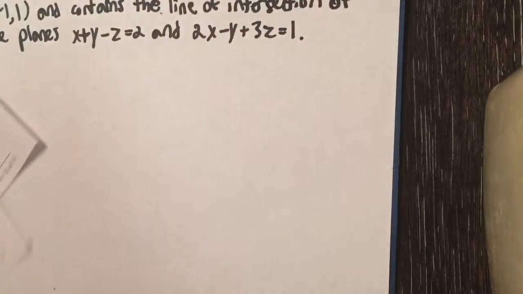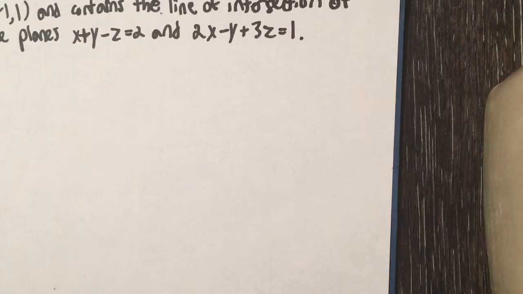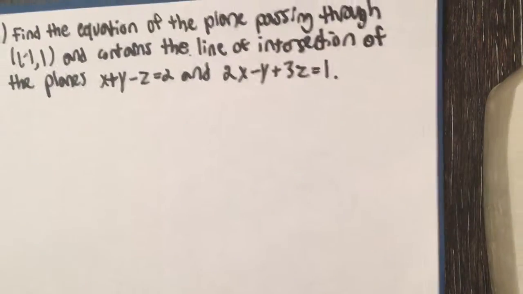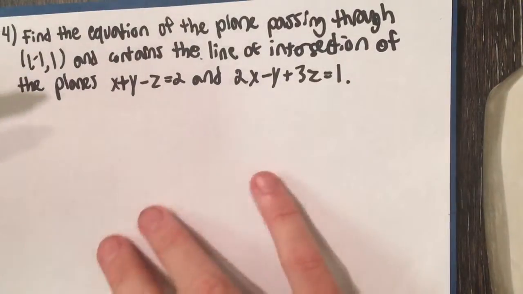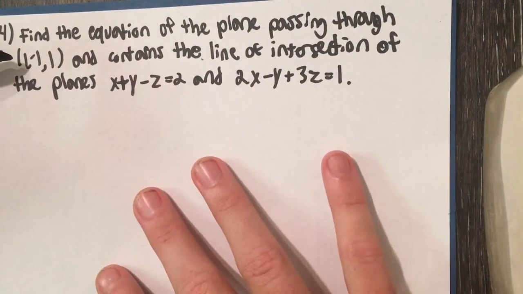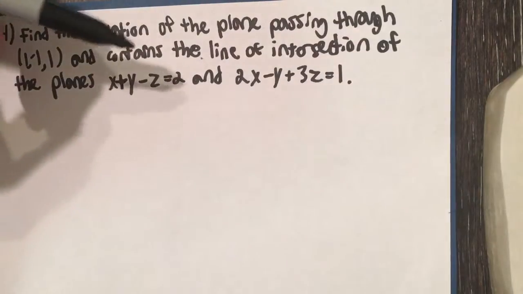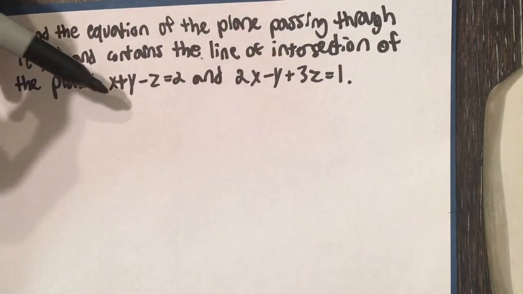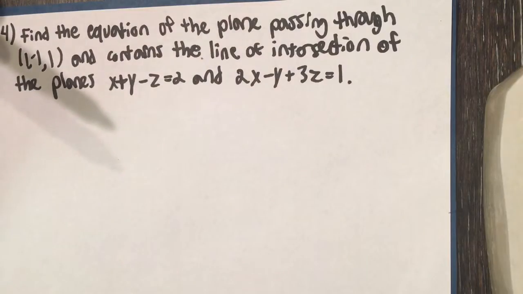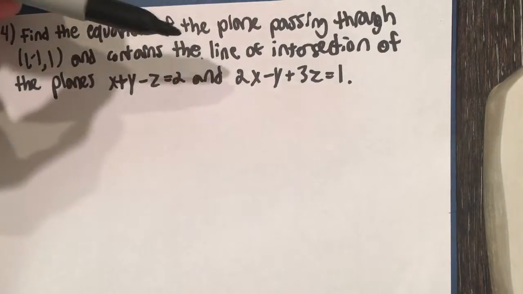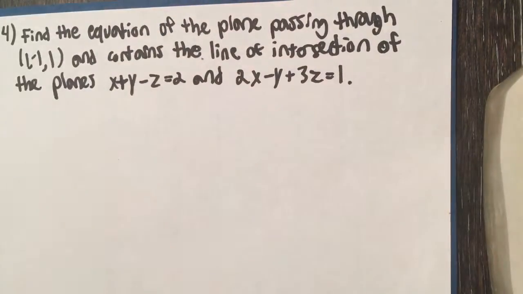Now, the fourth problem on this exam, part B, is asking to find the equation of a plane. It gives us a point that the plane is passing through, (1, -1, 1). And they say it also contains the line of intersection of these two planes, x + y - z = 2, and 2x - y + 3z = 1.